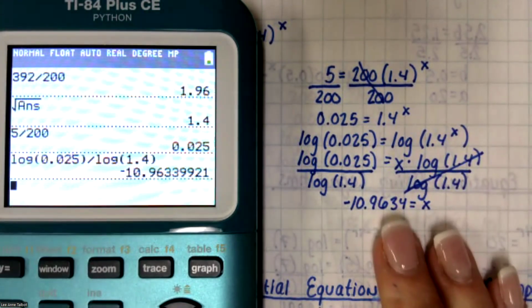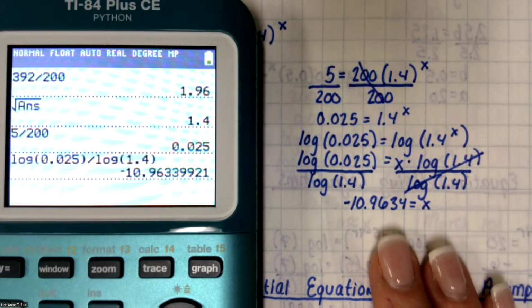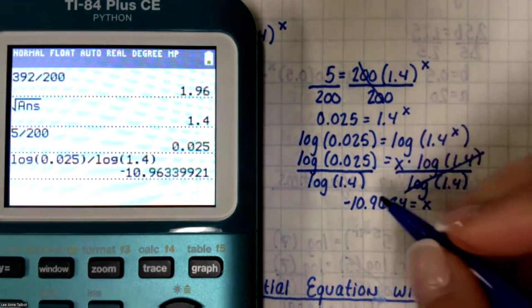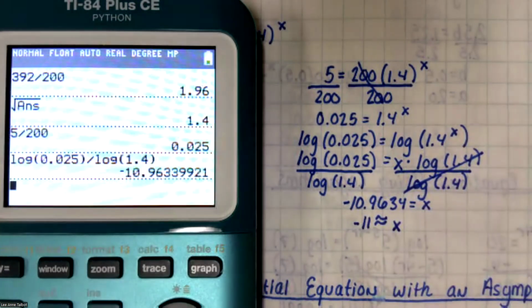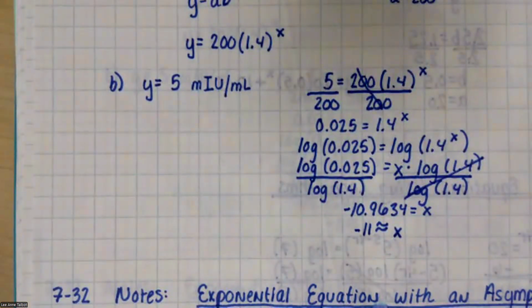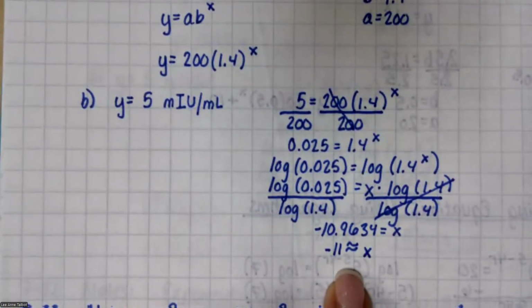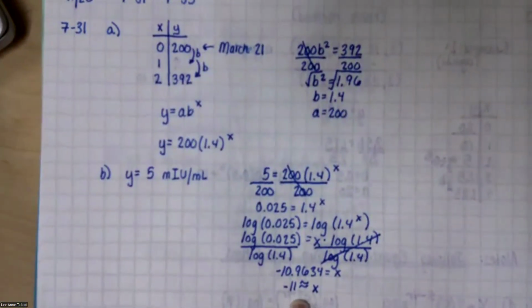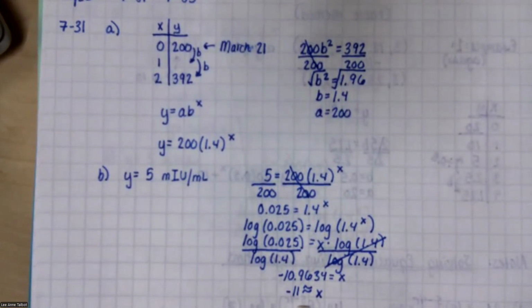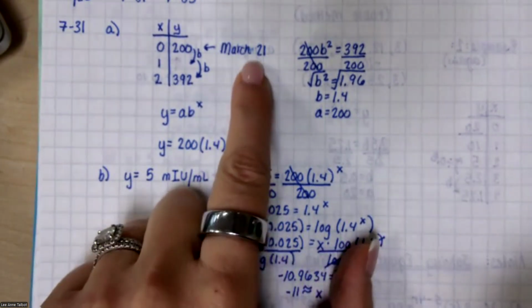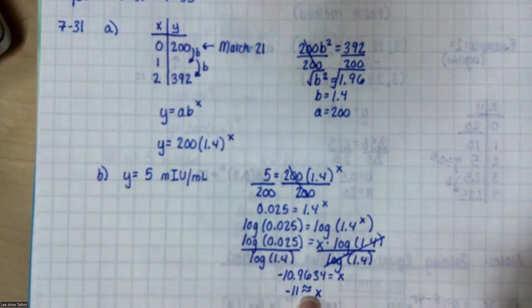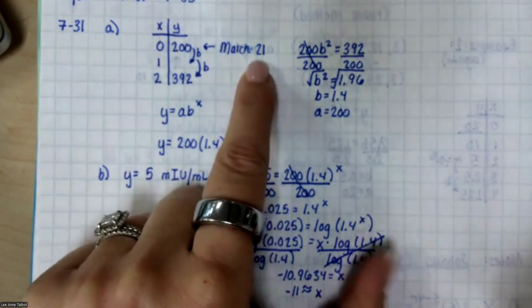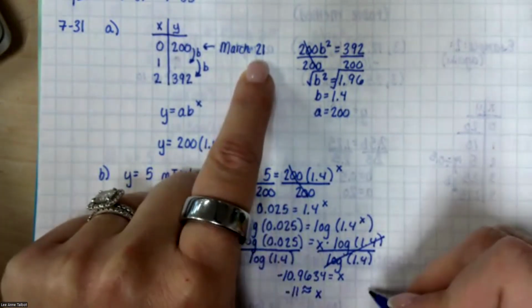Okay, now we're talking about days. So we're going to say that it's about negative 11 days. Okay, so what day was 11 days before his doctor's appointment? March 10th. So first doctor... Oh wait, let me rephrase my question. What day was 11 days before her first doctor's appointment? Yes, March 10th.